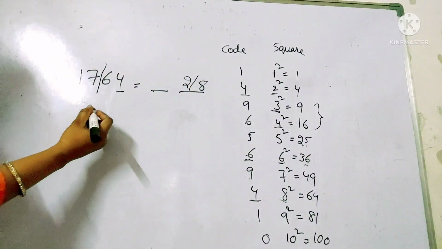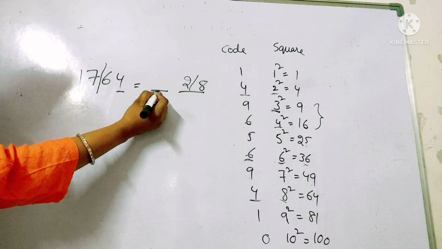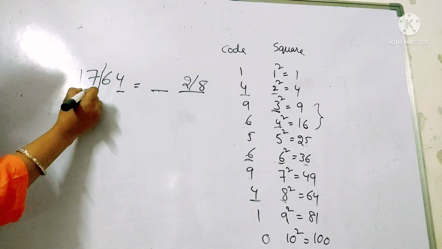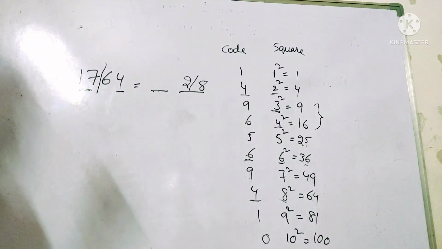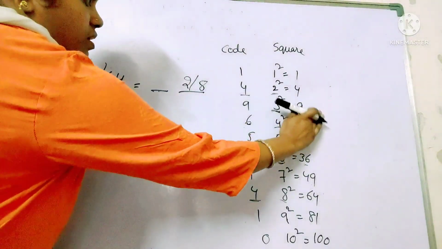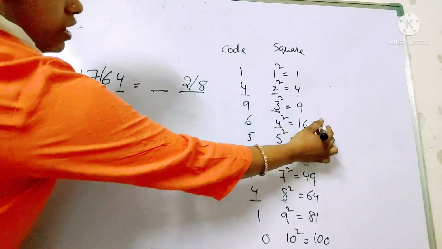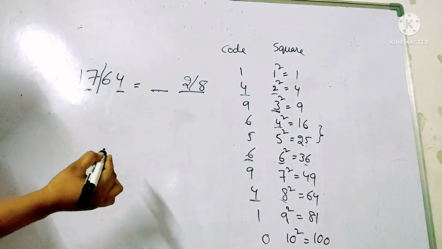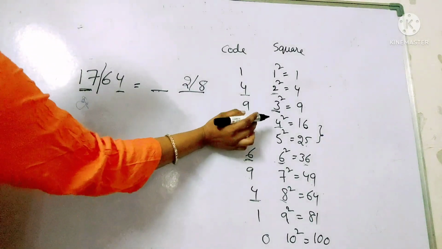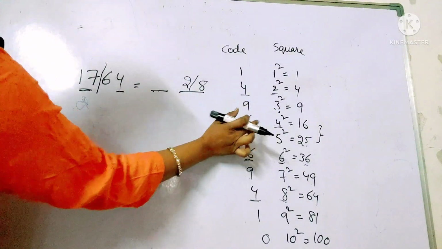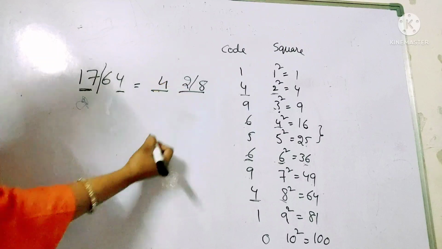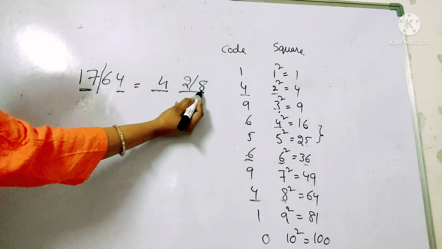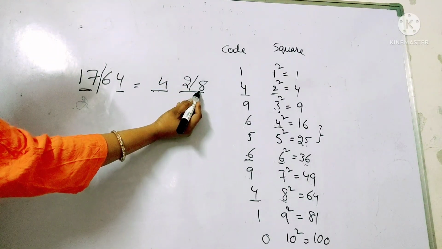Okay. Now to get this one, you have to see 17. Where does the 17 fall in between which numbers? Between 16 and 25, 17 will be there. So always you have to choose the smallest number, that is 4.